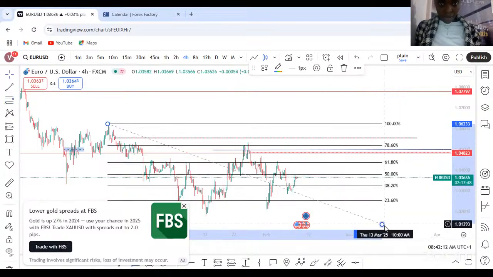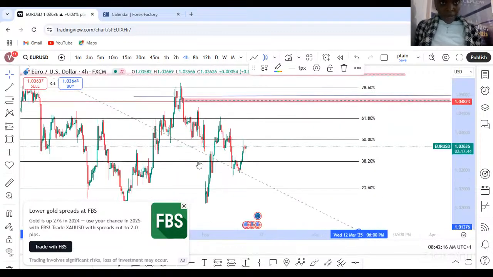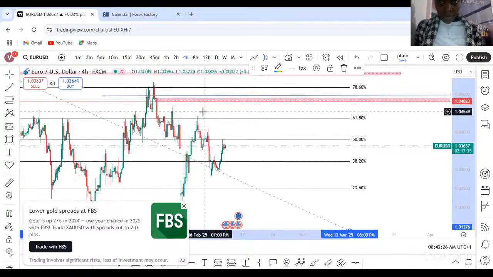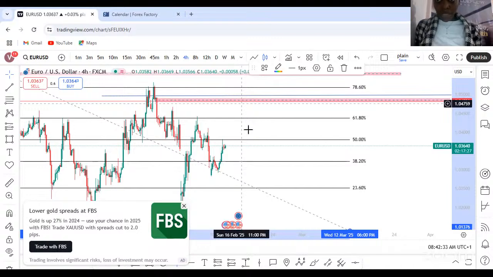Beg your pardon. Fibbing this entire swing from point A to point B, I want to see price retracing into this very level. There's an order block residing right here, coinciding with the 78.6% fib level. So I am interested in seeing Euro USD trade into this very order block at 1.04823 on the 4-hour time frame.